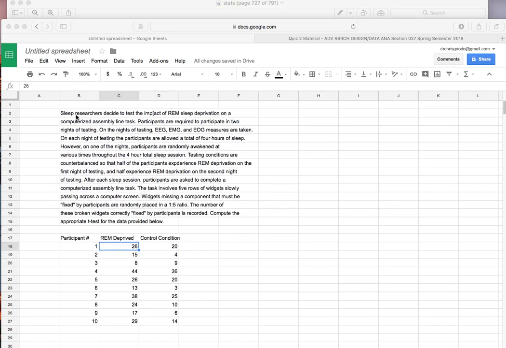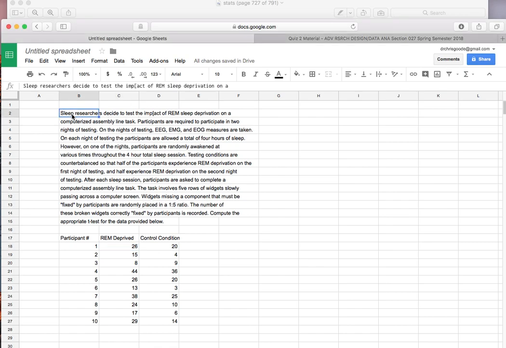So in this one, sleep researchers are deciding to test the impact of REM sleep deprivation, that's when people are most likely to be dreaming, on a computerized assembly line task. Participants are required to participate in 2 nights of testing. On the night of testing, EEG, electroencephalography, EMG, electromyography, and EOG, electrooculography, so you can tell when their eyes are moving, measures are taken. On each night, participants are allowed a total of 4 hours of sleep.